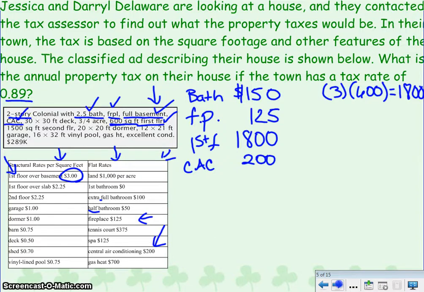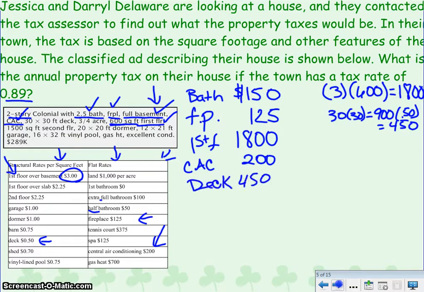Next, we have a 30 by 30 deck. Now, just a hint for you here, if it's giving you measurements, you should be looking on the left-hand side of your rate chart. So if I come down here, there is a deck, and I get 50 cents for every square foot. So I need to take the 30 times the 30, and I get that it's 900 square feet at 50 cents a square foot equals $450 for the deck. And now the deck is done. I'm going to erase some of this, clean it up again.